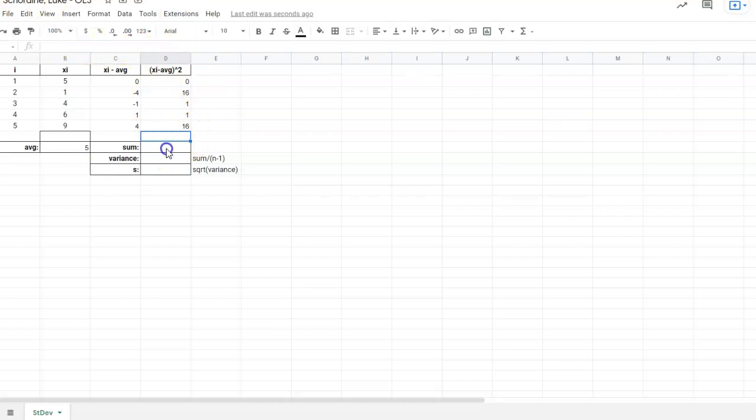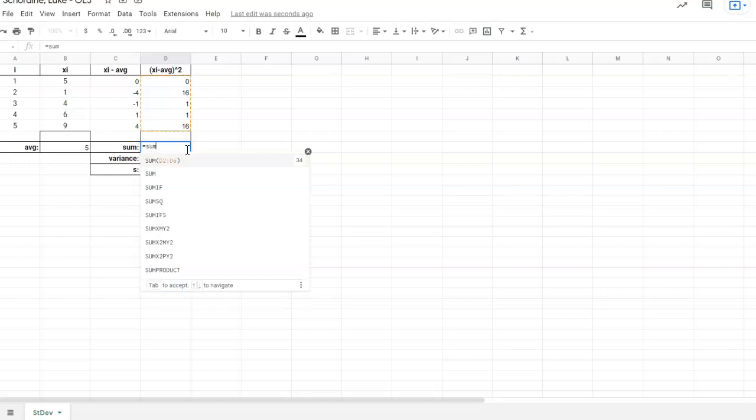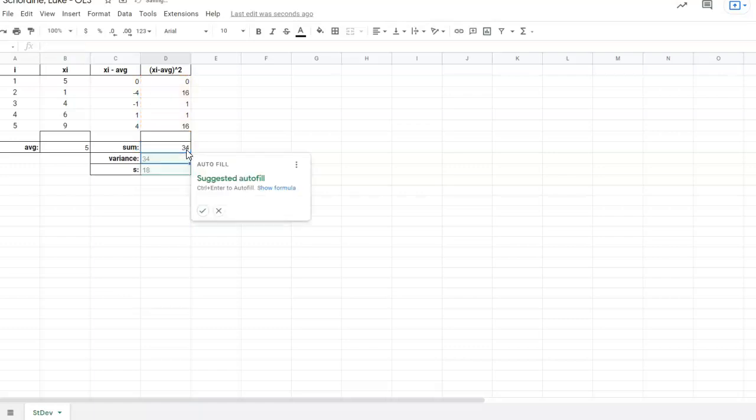Okay, now I need the sum of the squared deviations. The sum of the squared deviations is easily found. These are the squared deviations here, 0, 16, 1, 1, and 16. So I could add them together by hand, or I could say equals sum, and then in parentheses from D2 all the way to D6. Not too bad. There's my 34.